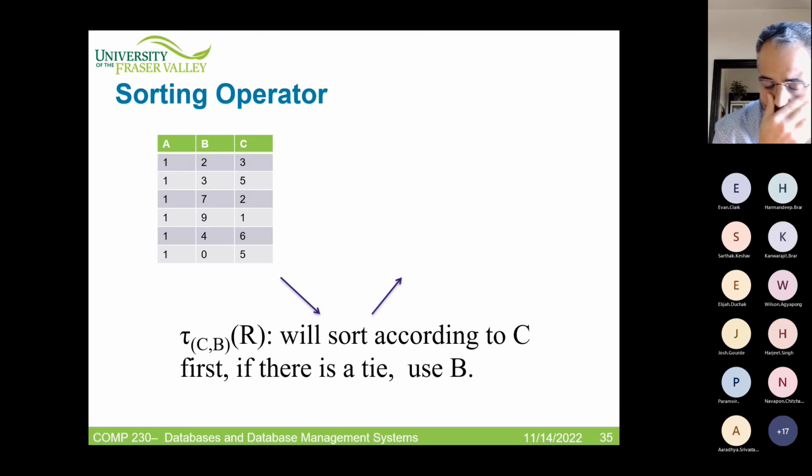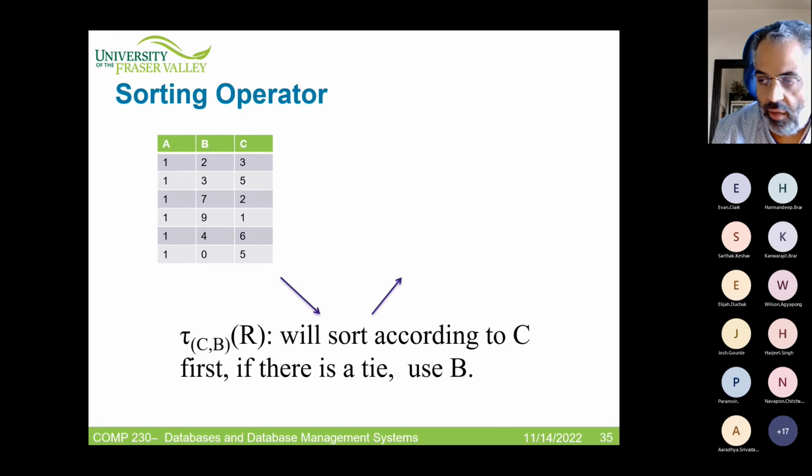Go ahead, Josh. Is there a limit to the conditions we can add? For example, we sort according to C first, and then if there's a tie, we use B, but if there's a tie there, can we use A? This is what we are going to discuss, but I was giving a general remark about the overall what we are doing here in relational algebra. That's not part of the structure. We are getting a copy of the data by applying different operations.